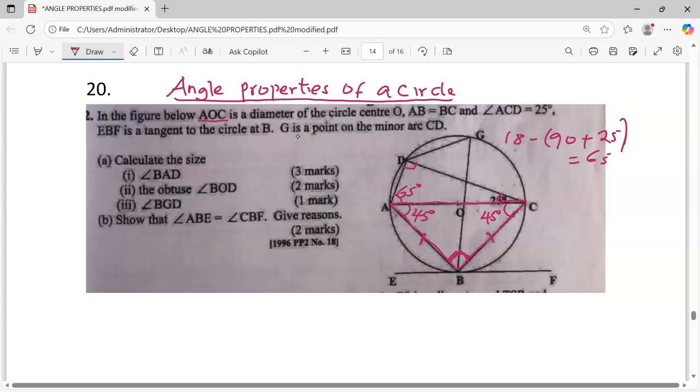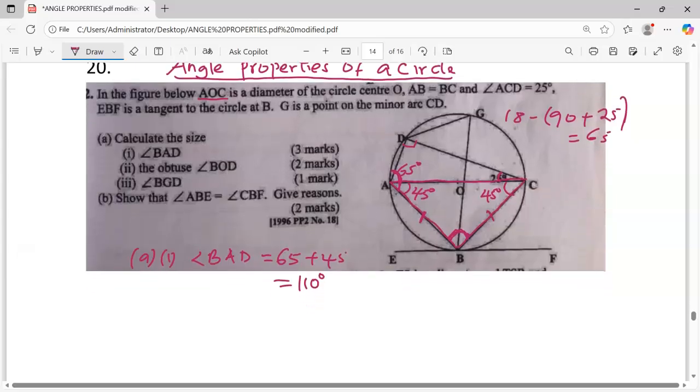Having done that, we can right away answer Roman 1 of part A, where we are supposed to state the size of angle BAD. To get BAD, we need the entire of this angle at this point, and this one is going to give us 65 plus 45, giving us a total of 110 degrees.